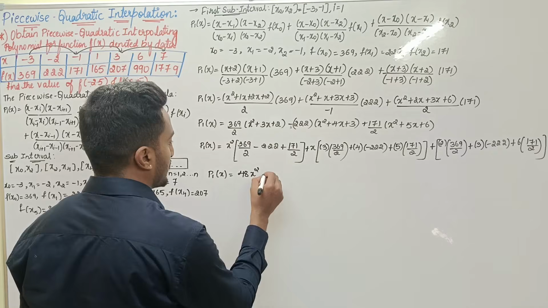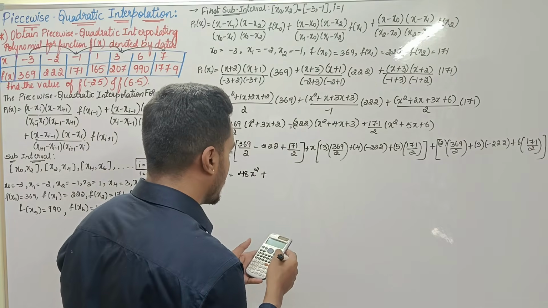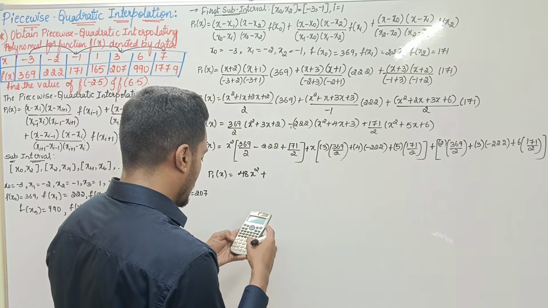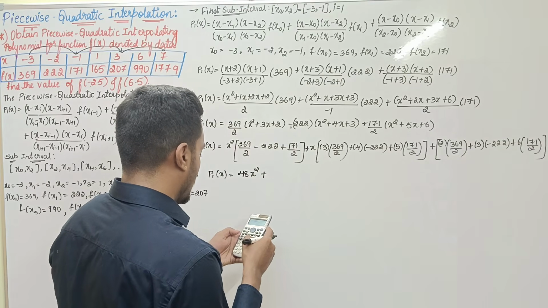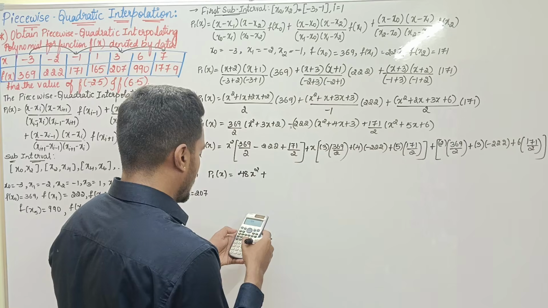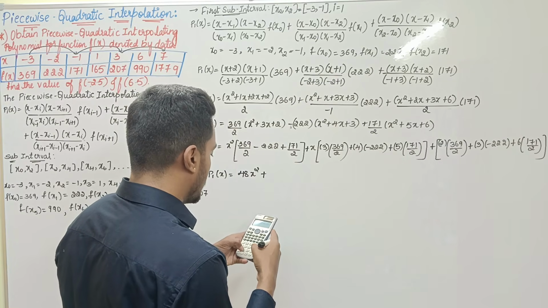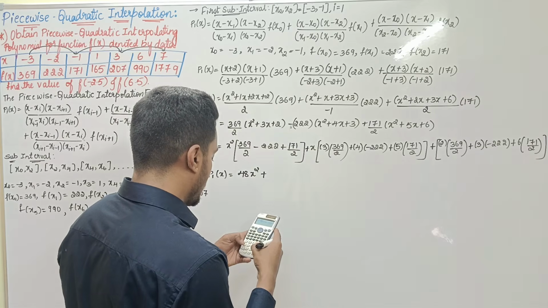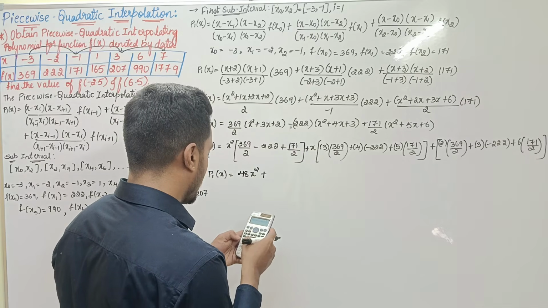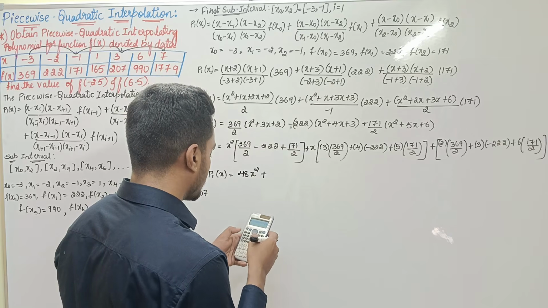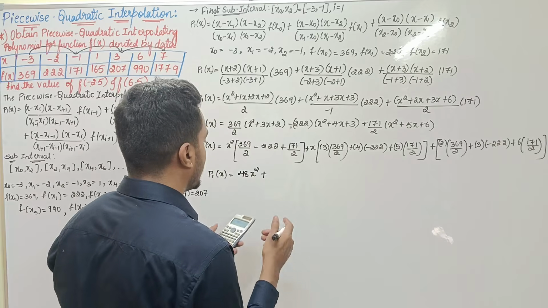Got the point? Now let us go with the plus. Now let us see plus or minus. x remains constant. Multiply this 3 into 369 divided by 2 into plus 4 into minus 322 plus 5 into 171 divided by 2, you get 93.